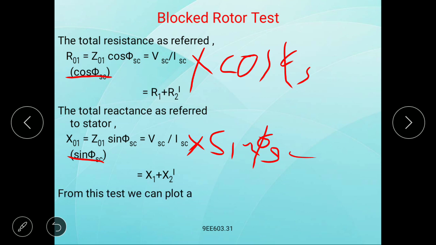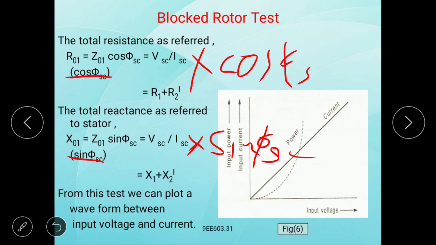So now next, from this test we can plot a waveform between input voltage and current. Here this is the input voltage, input current and input power. It shows the voltage, the current, and this one is the power.